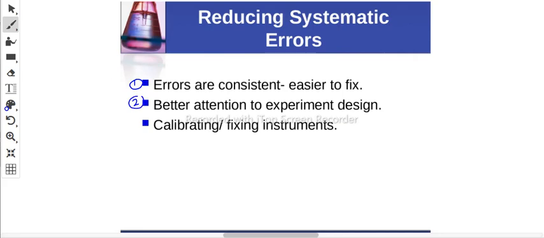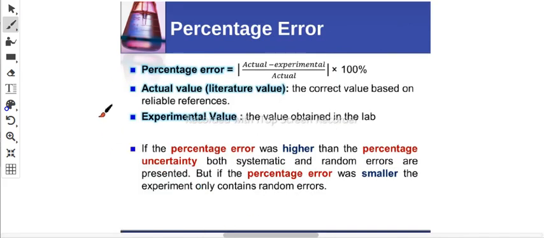Number two, better attention to experiment design. So it is better attention to your method and your steps while writing it inside your lab report. And number three, of course, it is calibrating and fixing up the instrument. Now, we're going to look at the meaning of percentage error, which is also so important when deciding the type of error represented inside any lab or any internal assessment.